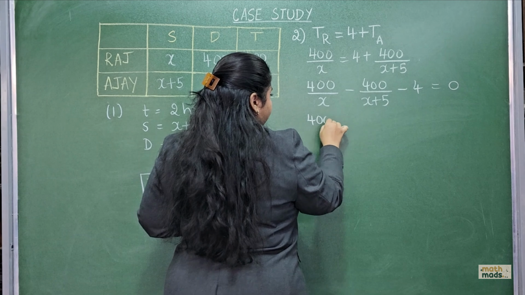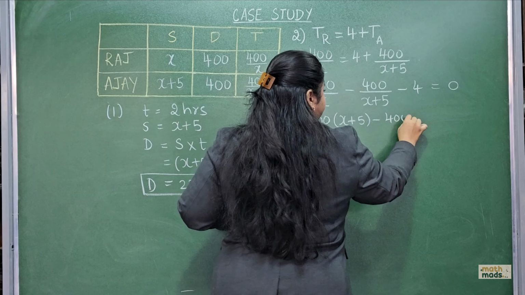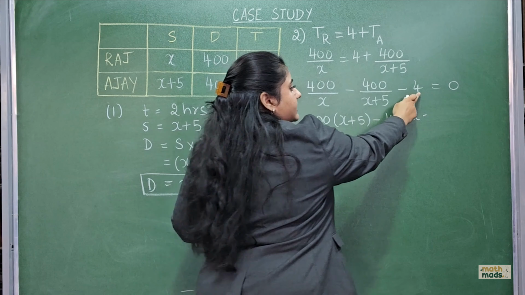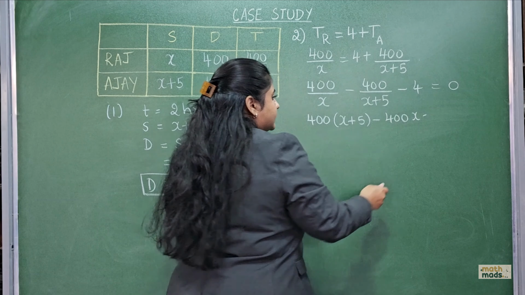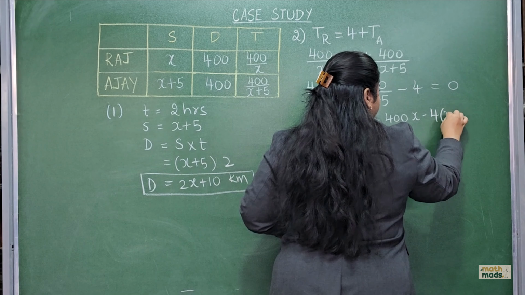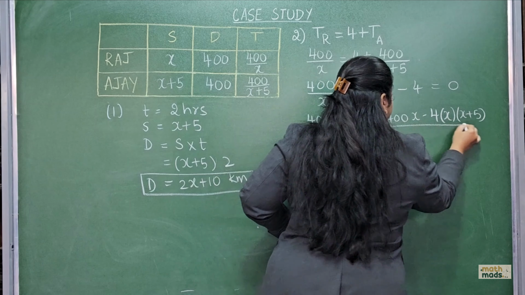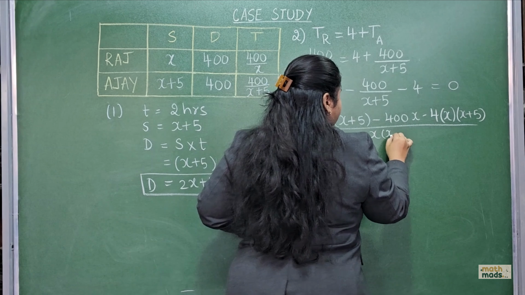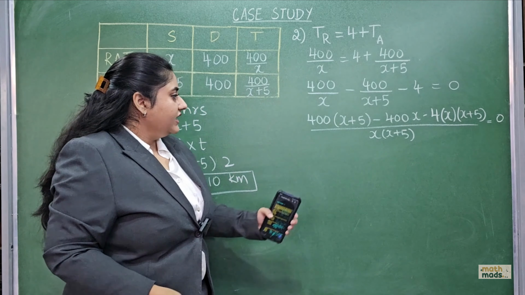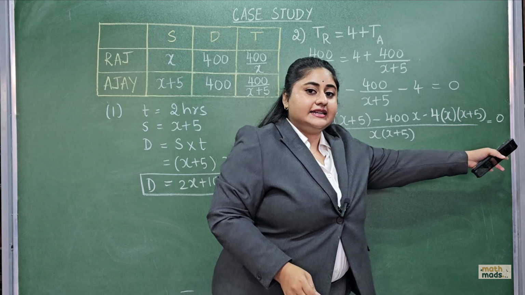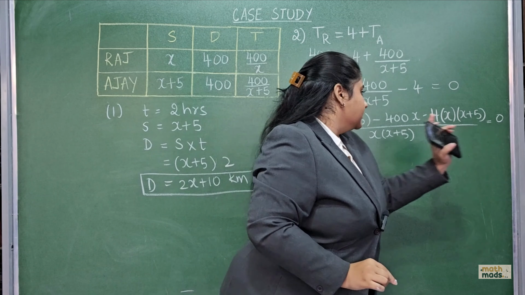So 400 into X plus 5 minus 400X minus, now this has 1 as the denominator, so I have to multiply X and X plus 5 for this particular number. 4 into X plus 5 divided by, what is our LCM? X into X plus 5 is equal to 0. In the next step, you observe, if I send X into X plus 5 to right hand side, it becomes 0. So I am only left with numerator is equal to 0.